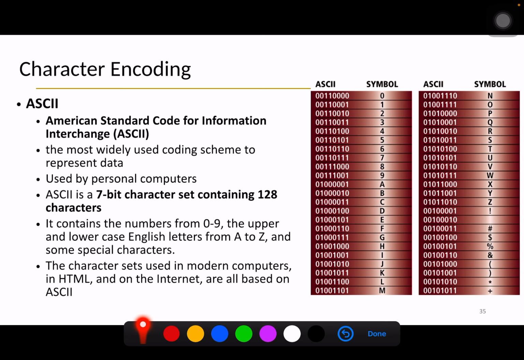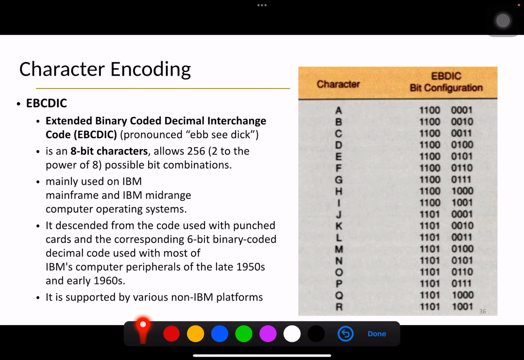You do not need to remember all of this code. You just have to know what ASCII is, how many bits it has, and how many characters it can represent. This one is EBCDIC. It is 8-bit, and it was used mostly by IBM computers in the late 1950s. For example, if an IBM computer wants to represent character A, the code is 1100 0001.